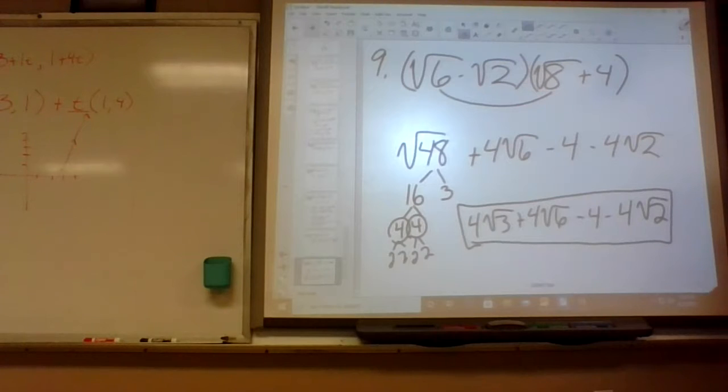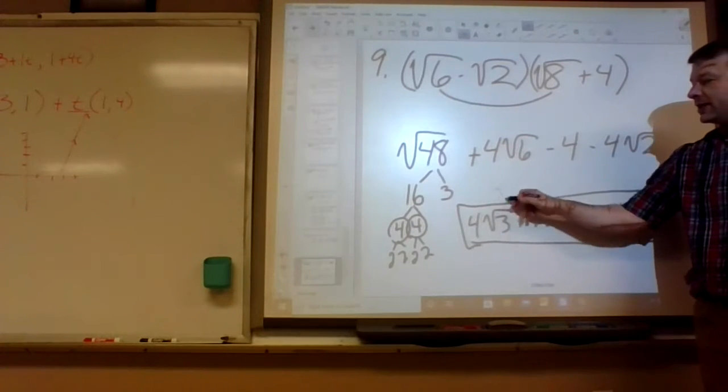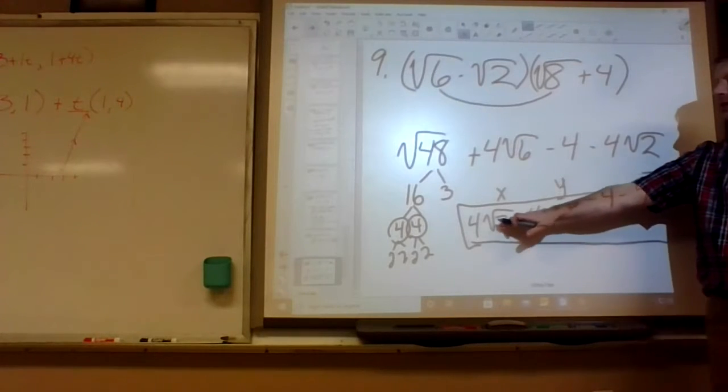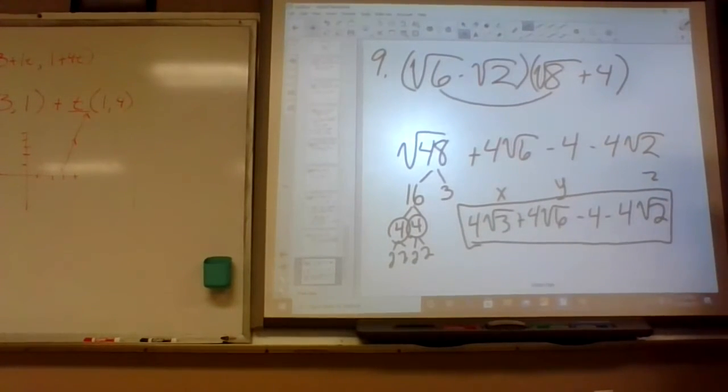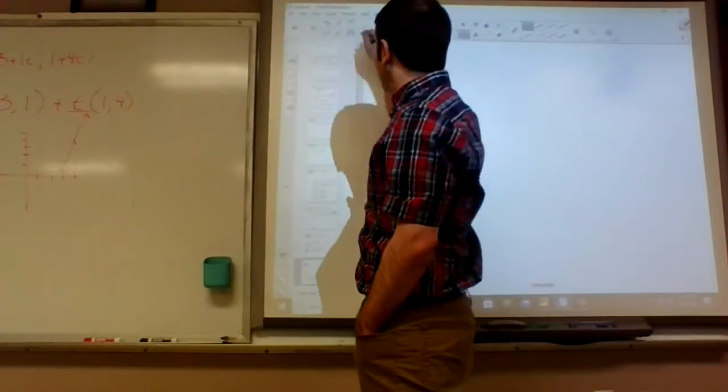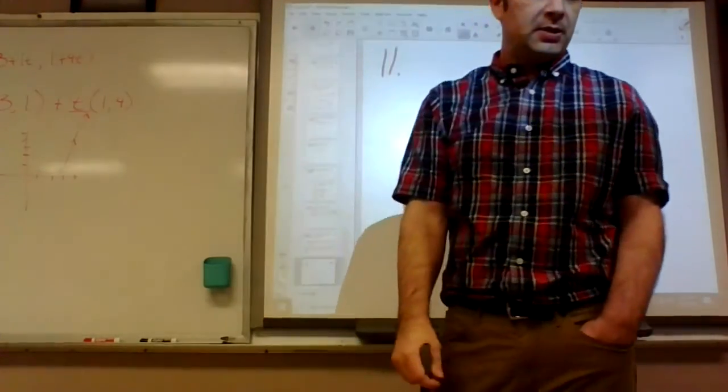Square root of 3, that's kind of like an x. Square root of 6, that's like a y. Square root of 2, that's like a z. None of these are like terms. None of these add together. They have to both be square root of 3 or both square root of 5 or something like that.